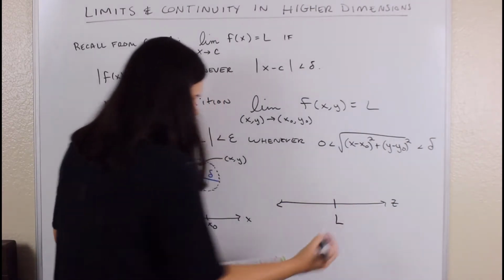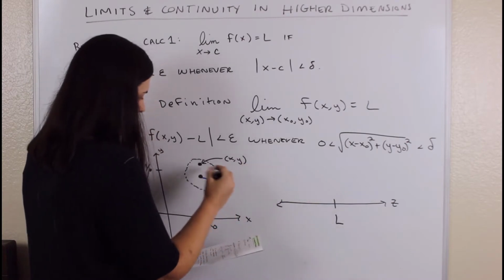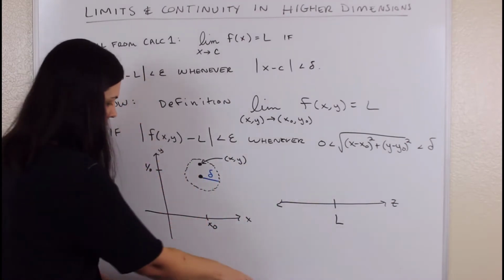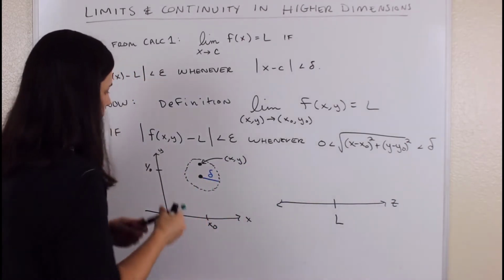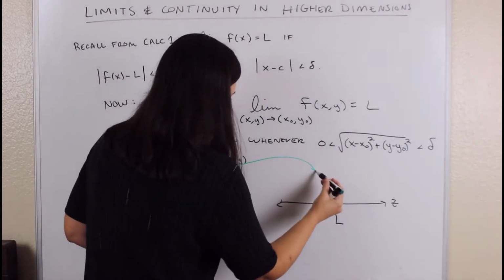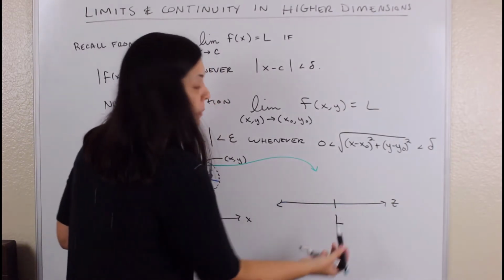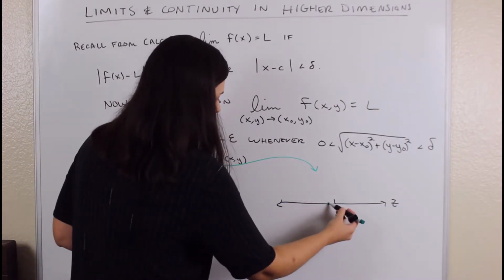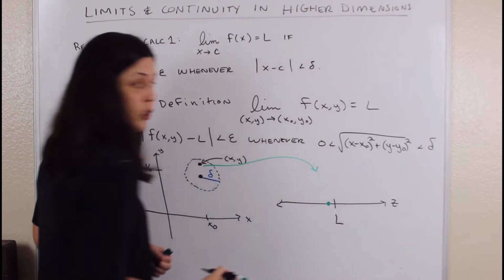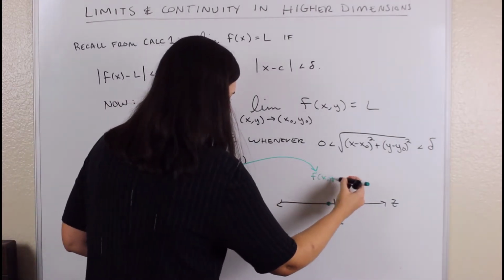So let's say this is my L value, my f of x, y value. So stick with me here. If I plug this point, x comma y, into my function, then my f of x comma y is really close to this limit value. It might even be that limit value. I'll just make it different to show you what I'm saying. So this right here is f of x comma y.